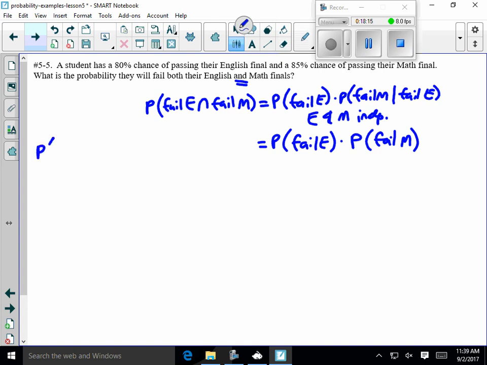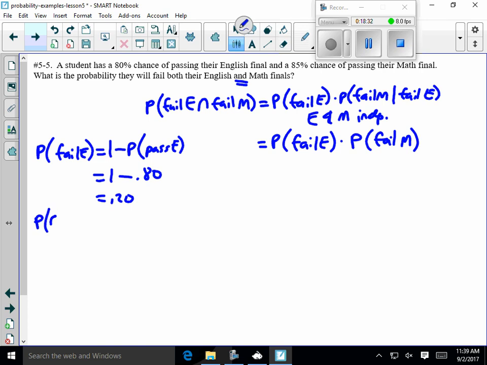Well, the probability of failing English is 1 minus the probability of the opposite, which is passing English, right? They told me that the probability of passing English is 80%, so the probability of failing English is 20%. And for math, the probability of failing math would be 1 minus the probability of the opposite, which is passing math. They told me that the probability of passing math is 85%, so there's a 15% chance of failing math.